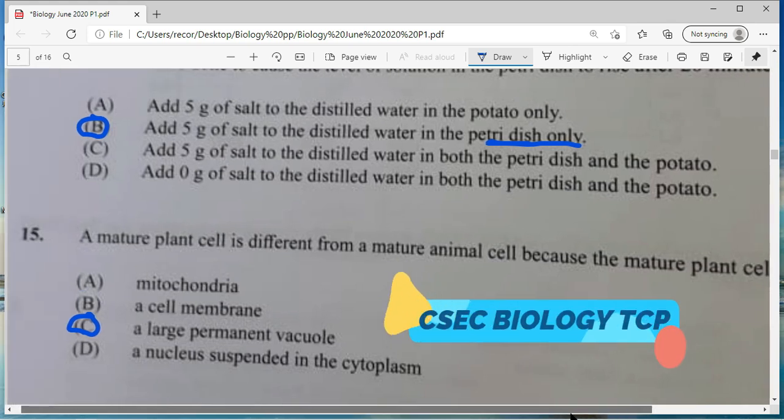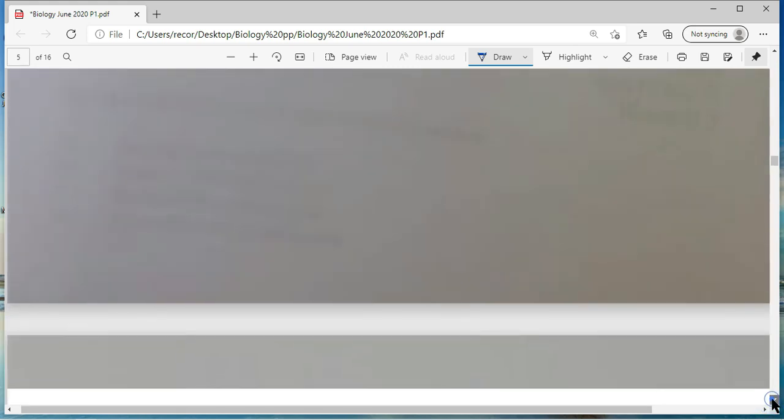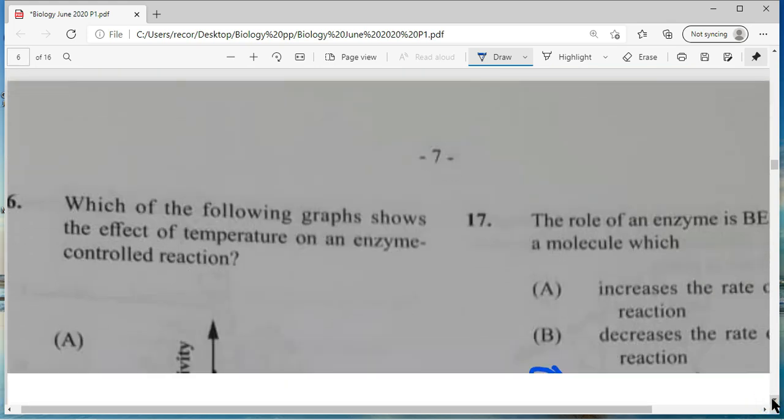But of course, like we said before, the plant is going to have that large permanent vacuole. So C there is the answer. And we move on down to the other question. Which of the following graphs shows the effect of temperature on an enzyme-controlled reaction?